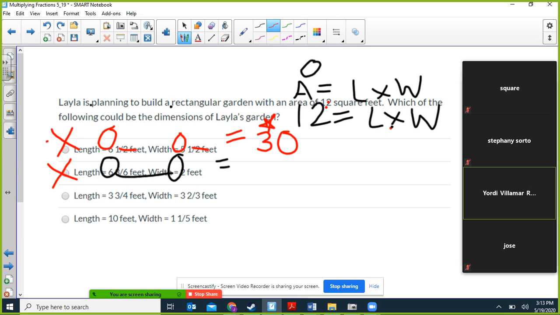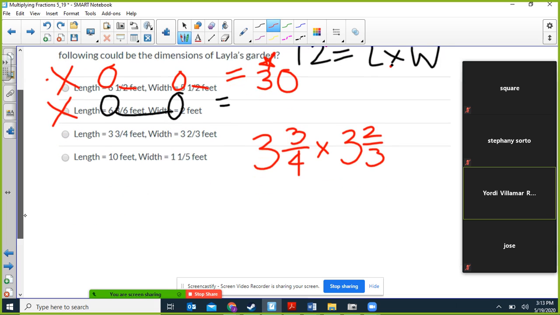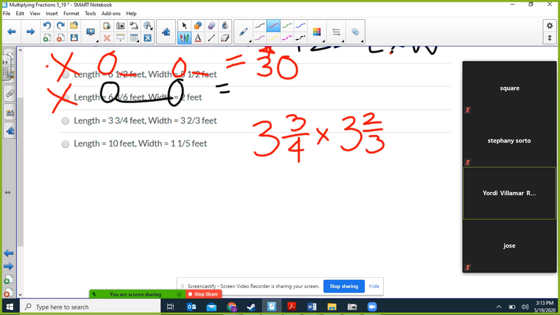So then that leaves us with 2 possible answers. So now we have 3 3/4 times 3 2/3. So I'm going to review real quick how to remember to change that into an improper fraction.